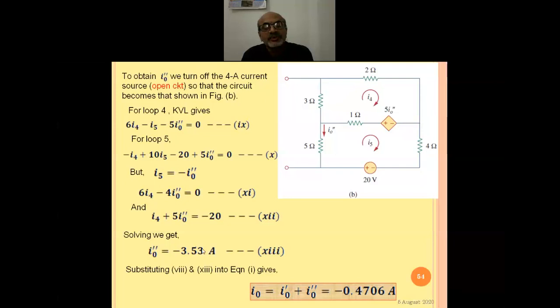Now here, one step ahead. So when you consider now the next source, that is 20 volt source acting alone, and this 4 ampere source has to be removed, that is turned off. So here it has to be made open circuit. So I0 dash is now the current which is only contributed by this 20 volt source.